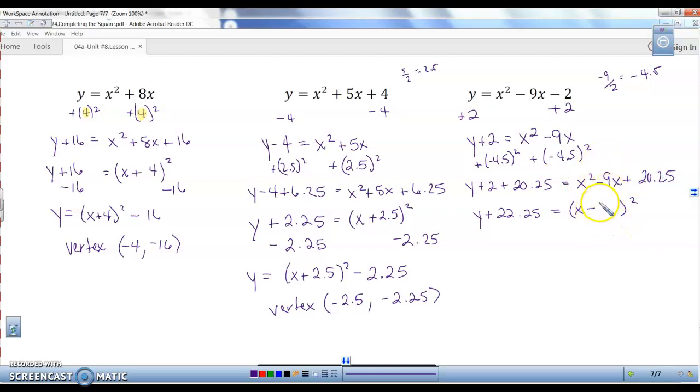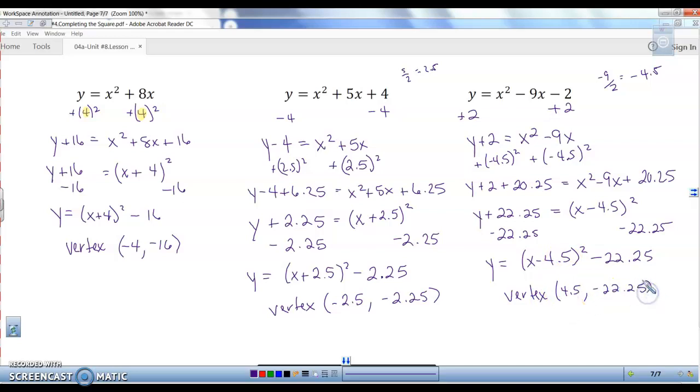Okay, and this is actually going to be x minus 4.5. All right, then move the 22.25 to the other side. And you end up with y equals x minus 4.5 quantity squared minus 22.25. There's your vertex form. All right, now I want to find the vertex. So in vertex form, the vertex is going to be 4.5, negative 22.25. Okay, so that gives you an idea, or a reminder, or a refresher on how to do completing the square.